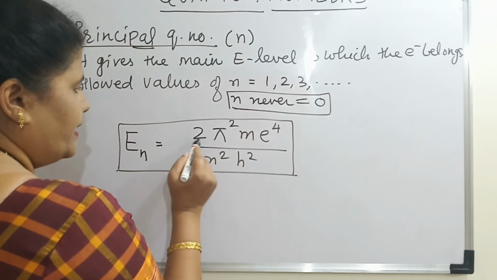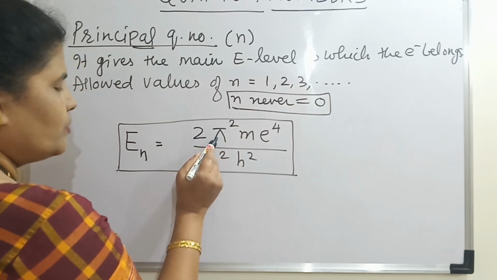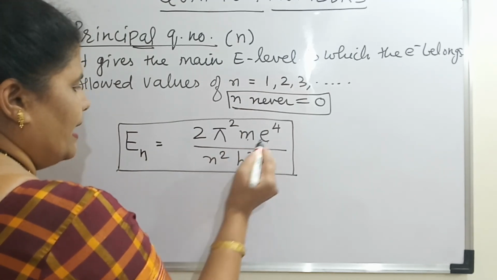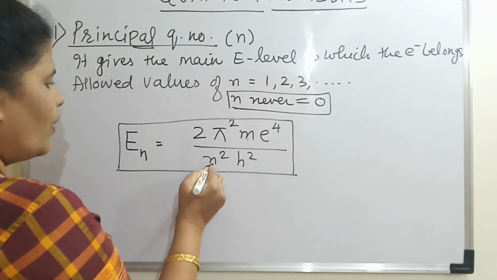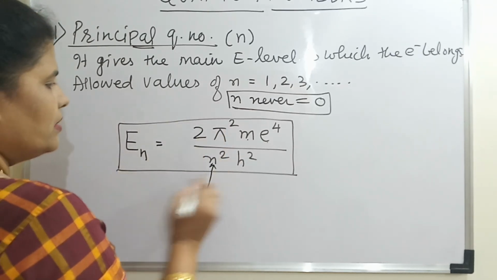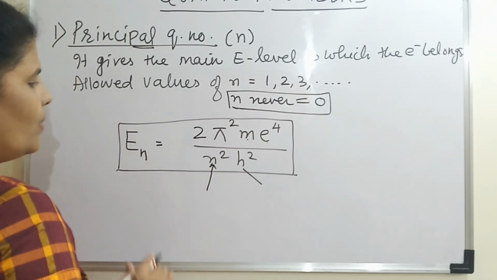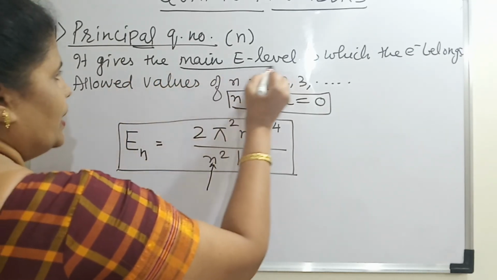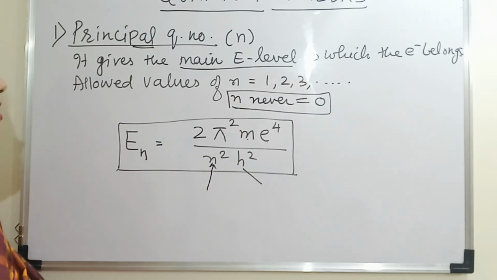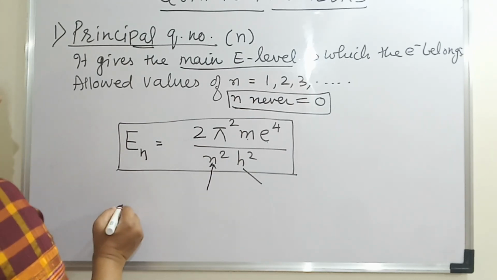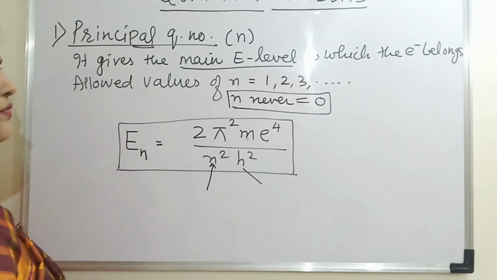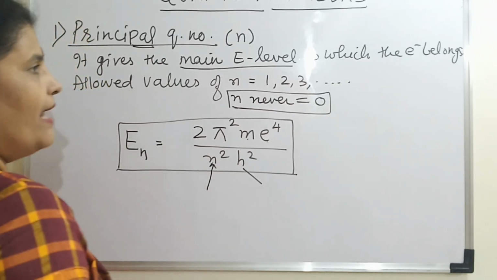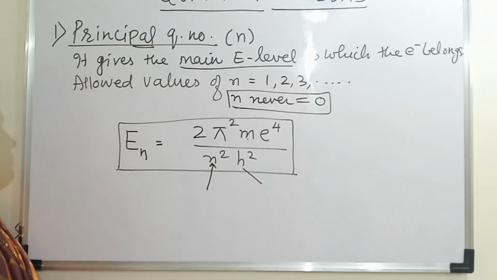Now what is this 2π²? You know it's a constant here. Pi is 3.14 or 22/7. m is the mass of the electron. e is the charge on the electron. n is the principal quantum number to which the electron belongs, and h is Planck's constant. So in short, what the principal quantum number gives you is the main energy level to which the electron belongs, and it gives you the distance of the electron from the center of the nucleus. Thus it gives the average electron cloud of any particular given nuclei. Thank you, students.